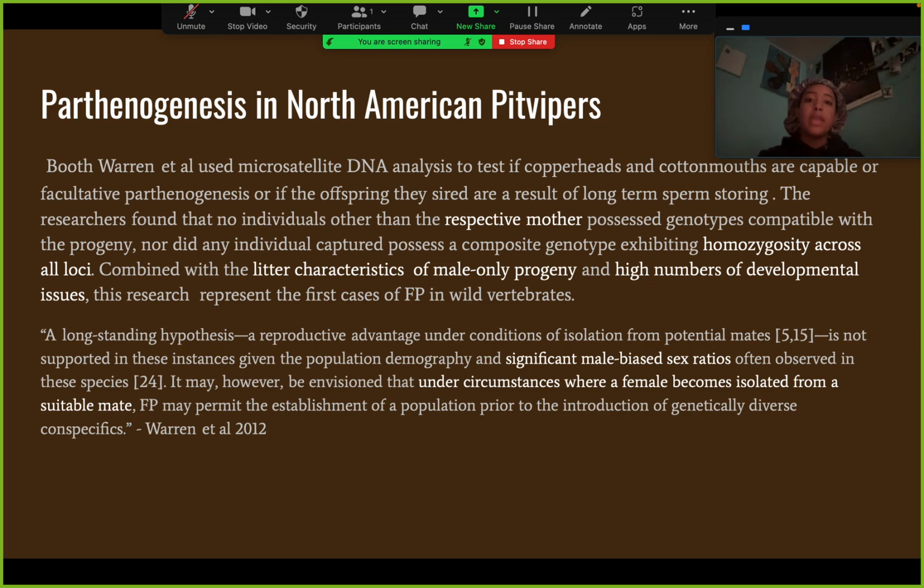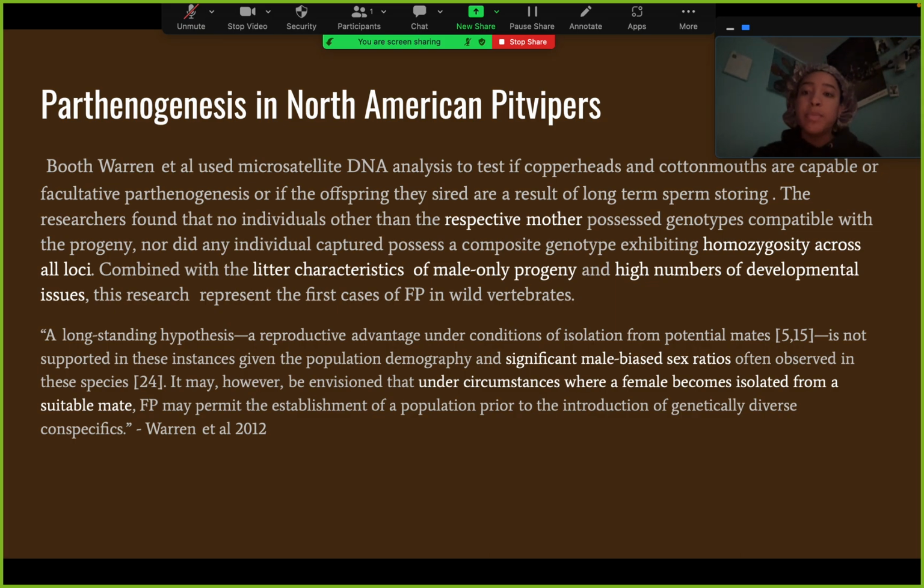So the researchers found that no other individuals except for the mother and the offspring had genotypes that were compatible with each other across all loci. Homozygosity, combined with litter characteristics like a male-only offspring and high numbers of developmental issues, represents the first case of facultative parthenogenesis in wild vertebrates.